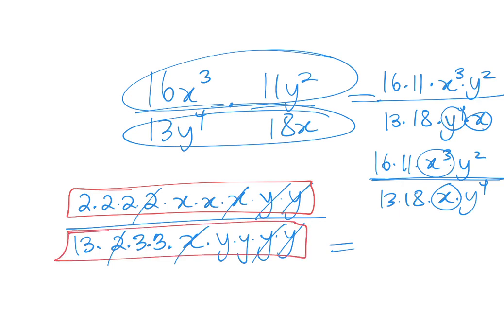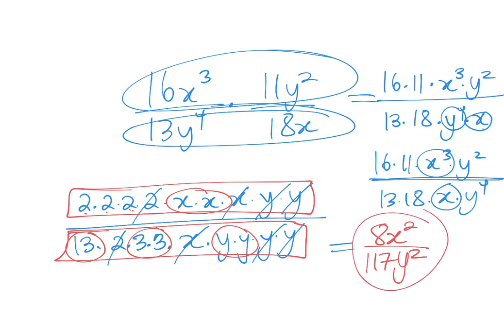So what's left in the numerator? 2 times 2 times 2, that's 8, and then you have these 2, so that's 8x squared. And then here you have 13, and you have these 2, and the y squared there. So you're going to have y squared over there. And then that will be 117 for 13 times 9. So basically, we have 8x squared divided by 117y squared.